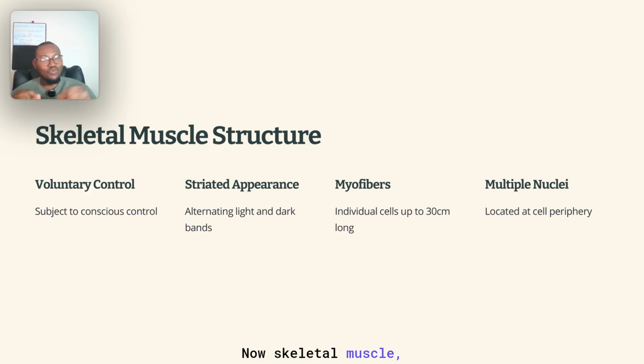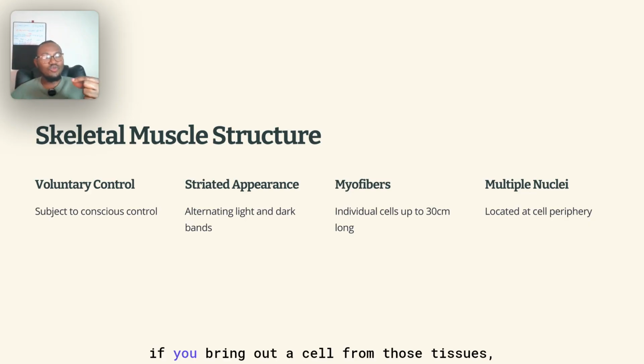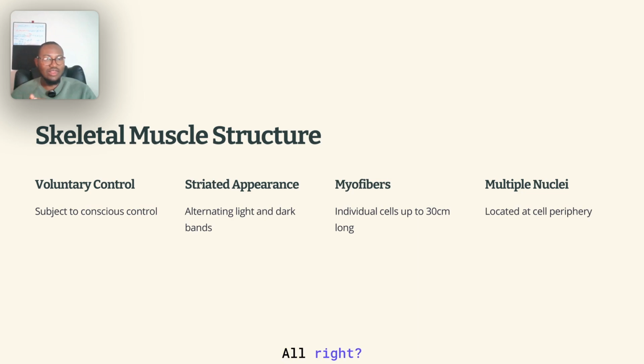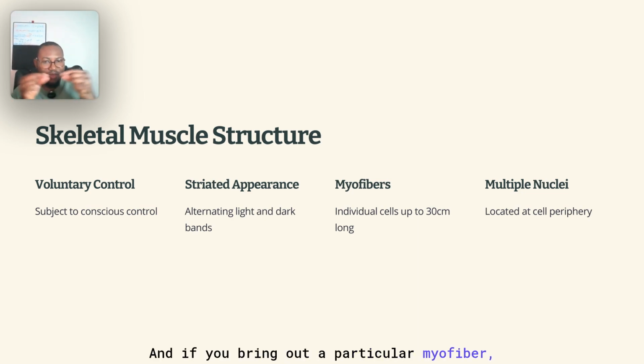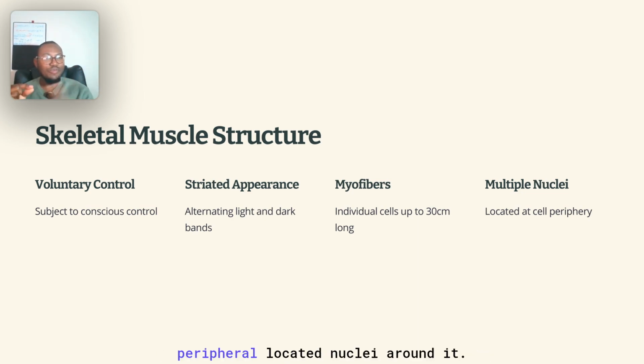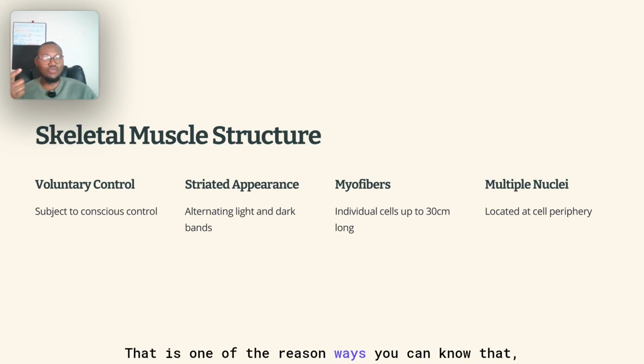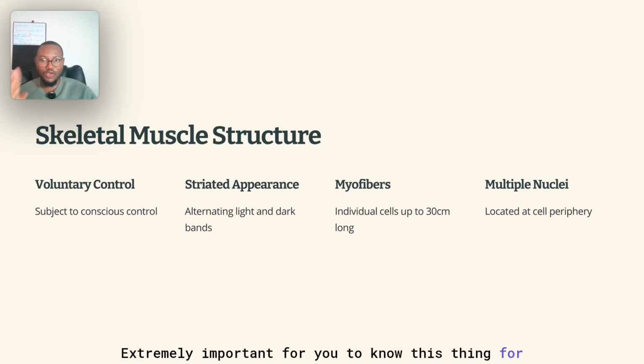Now, skeletal muscle, remember, muscle is an organ, right? Made up of different tissues. Now, if you bring out a cell from those tissues, remember, cells make up tissues. We call it what? Myofiber or muscle fiber. Myofiber or muscle fiber. They are around 30 cm long, all right? And if you bring out a particular myofiber, you will see peripherally located nuclei around it. That is one of the ways you can know that, oh, this is skeletal muscle. Extremely important for you to know this for your exam.